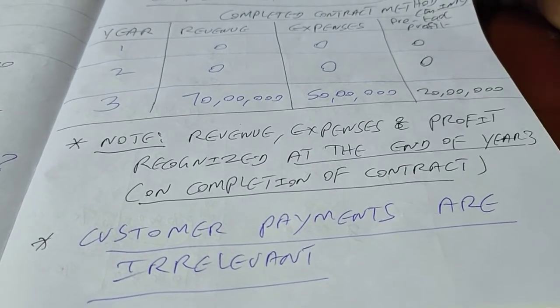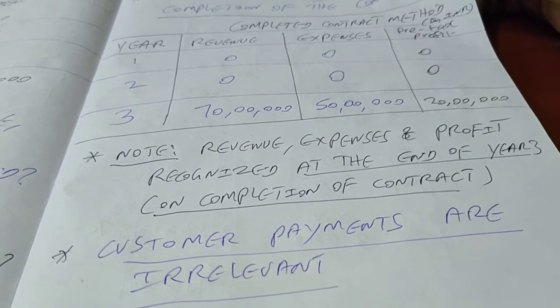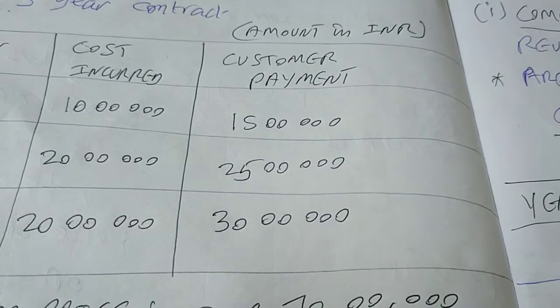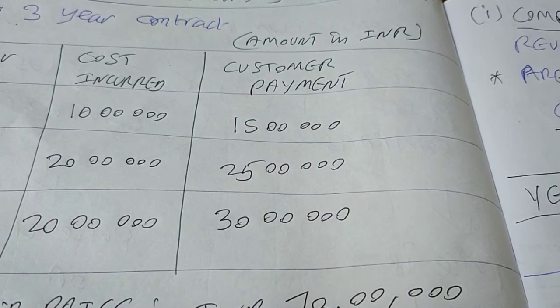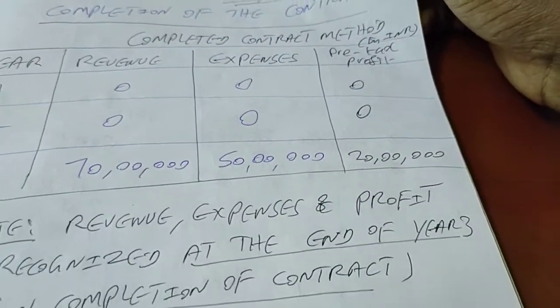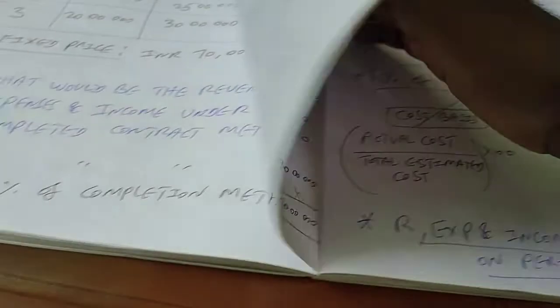Okay. And the most important point is customer payments are irrelevant. Please look at the previous table. Customers have paid in year 1 15 lakhs, year 2 25 lakhs, year 3 30 lakhs. Okay. Yeah, but they are not relevant. They are not considered to be revenue. Okay, they are irrelevant information.